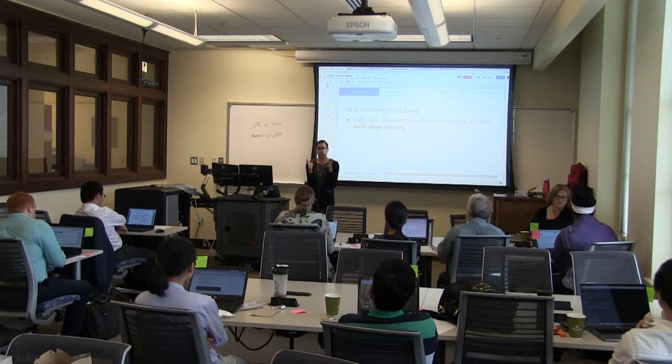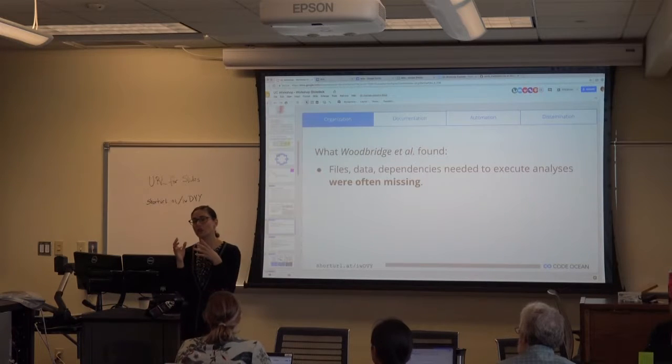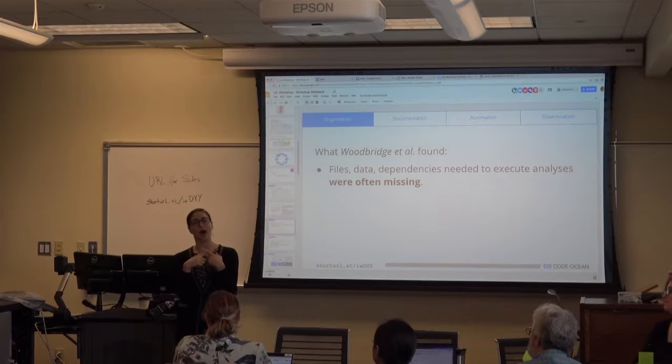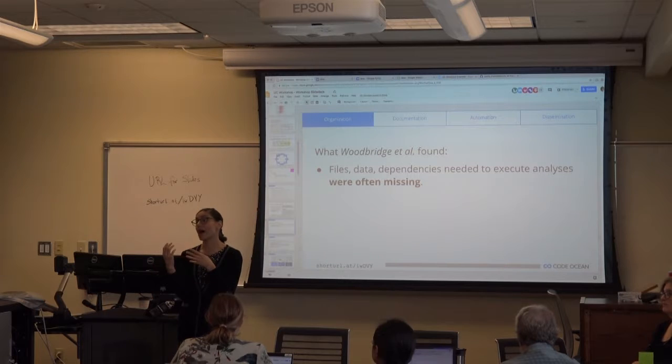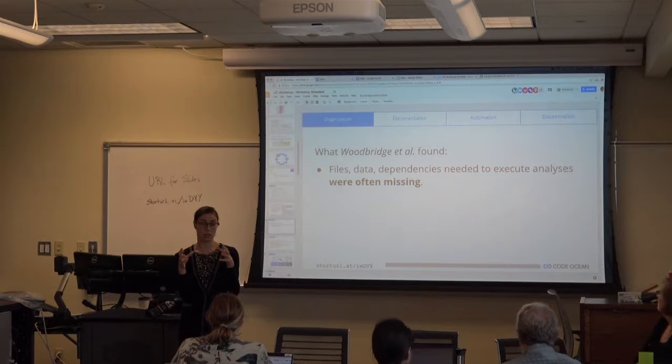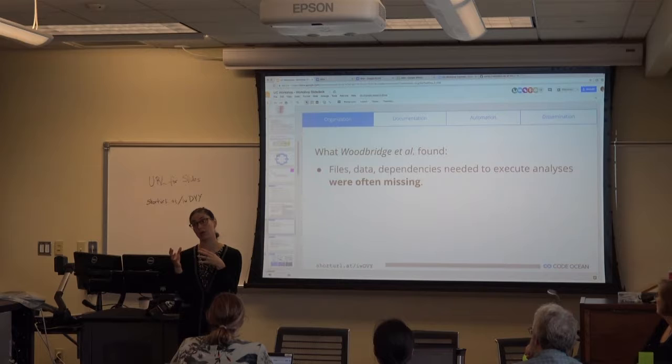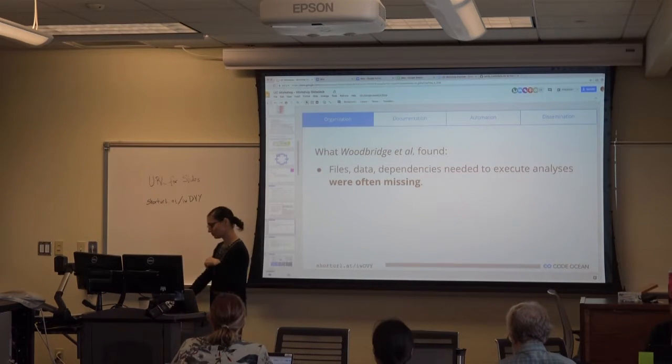So one of the things they found is that people are not sharing alongside their publications the files, the data, and all other dependencies that their analysis relies on. With those things missing, it leaves the person that is forced to try and execute that analysis to try and find those materials on their own. Sometimes they might not have access to them. Sometimes it might not be clear what version was used in the analysis, or it could be just that they don't even know what they're missing. It's not working, and they don't know why.